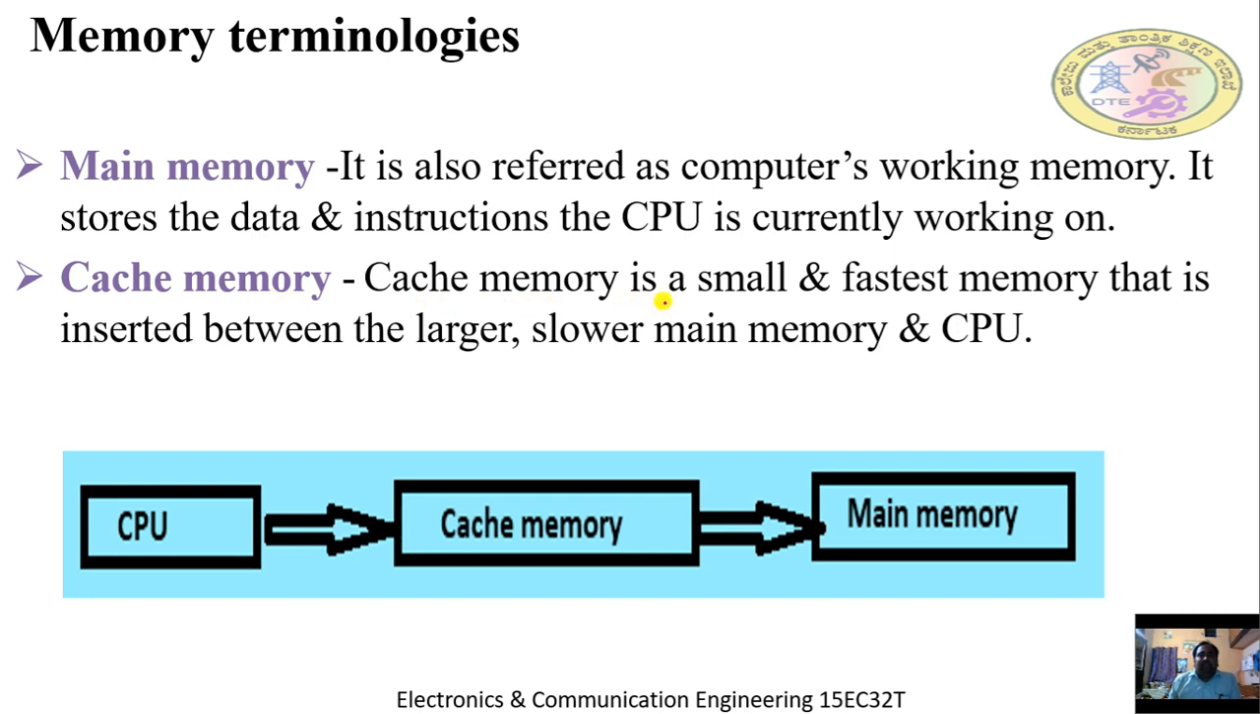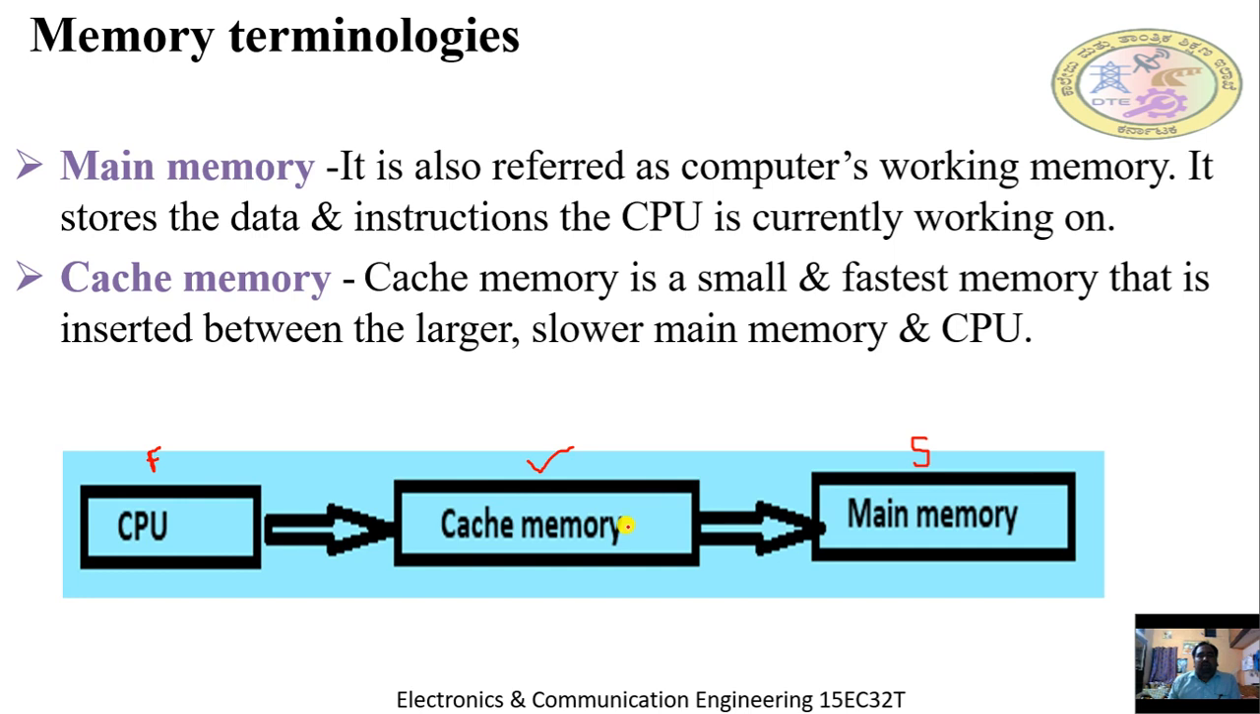A cache memory is a small and the fastest memory that is inserted between the larger, slower main memory and the CPU. The CPU works at a faster rate, whereas the main memory is somewhat slow. So in order to match up the speed, a cache memory is inserted in between the CPU and main memory. Usually the cache is a small memory.